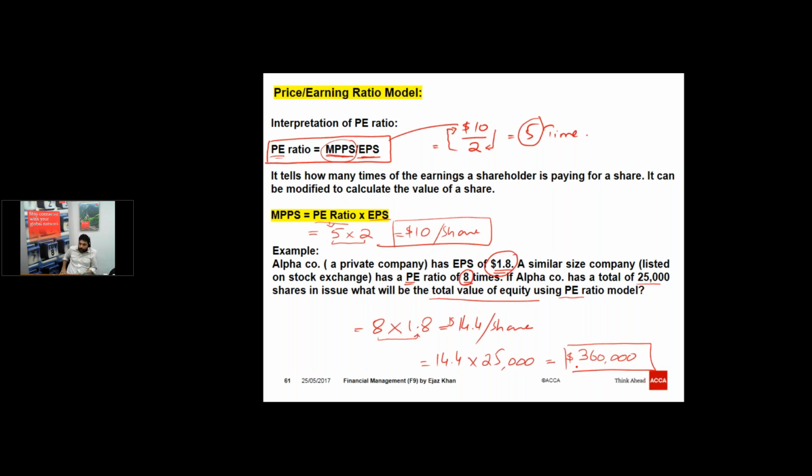Now, this is how we calculate it. We just take the PE ratio of a similar size company, which is a stock listed company. It will have a similar level of operations to ours. The only difference between us and them will be the stock exchange. They are registered and listed on the stock exchange. We are not. So that's the only difference between us. So we'll take that price earning ratio, multiply it with our earnings per share to get the assumed market value of our share price, and multiply it with the total number of shares to get the total value of the company.